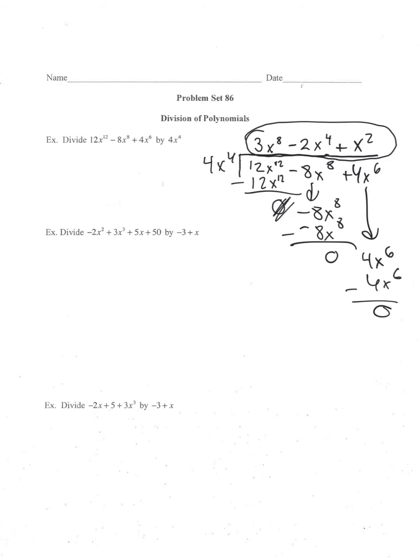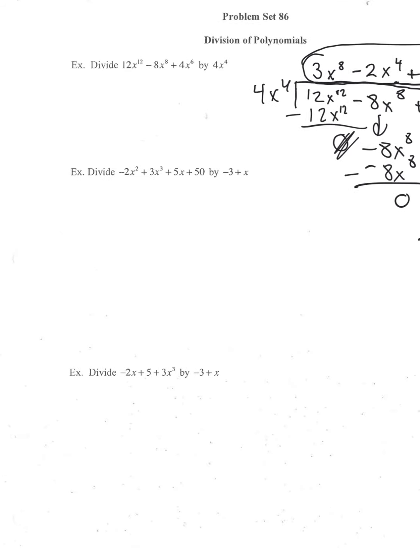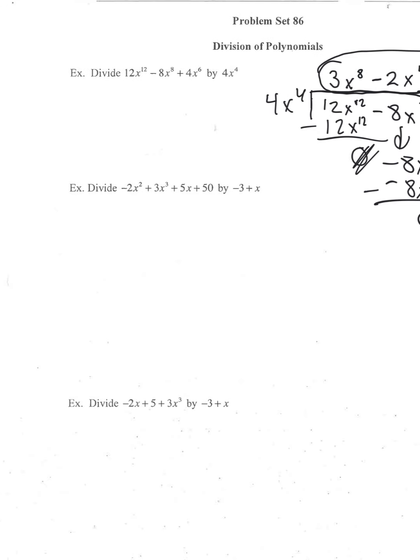All right, let's take a look at this next one. One of the things that I notice right off the bat with this next example is that we do not have our exponents in descending order. Currently, we've got negative 2x to the 2nd coming before 3x to the 3rd. So what I'm going to do first and foremost is reorder this polynomial so that it's in descending order. And I'm going to do the same thing with my divisor, with the minus 3 plus x. That would become x minus 3.